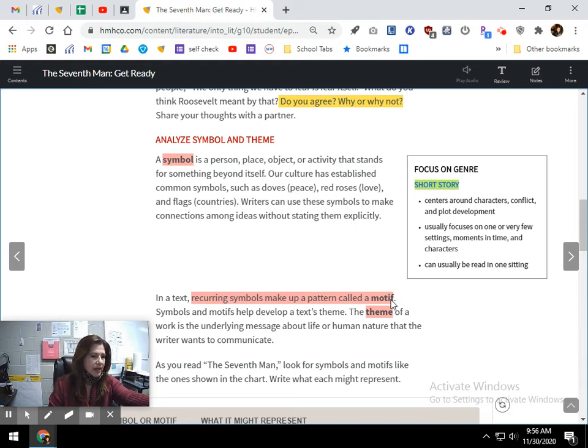A motif can reveal an underlying theme. So you might want to highlight that, but you know what a theme is. A theme is the underlying message about life or human nature that the writer wants to communicate. So we have symbols, repeated symbols become a motif, and both symbols and motifs help us to understand the theme that the author is trying to get us to understand without necessarily coming right out and saying it.